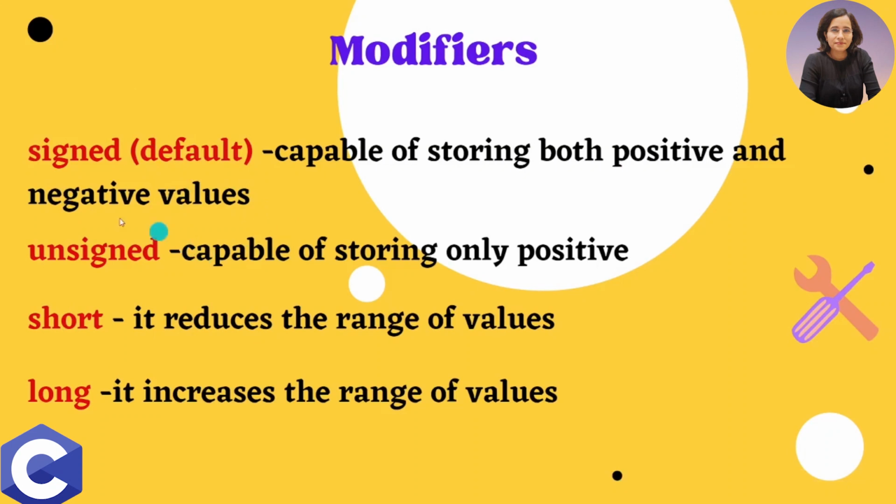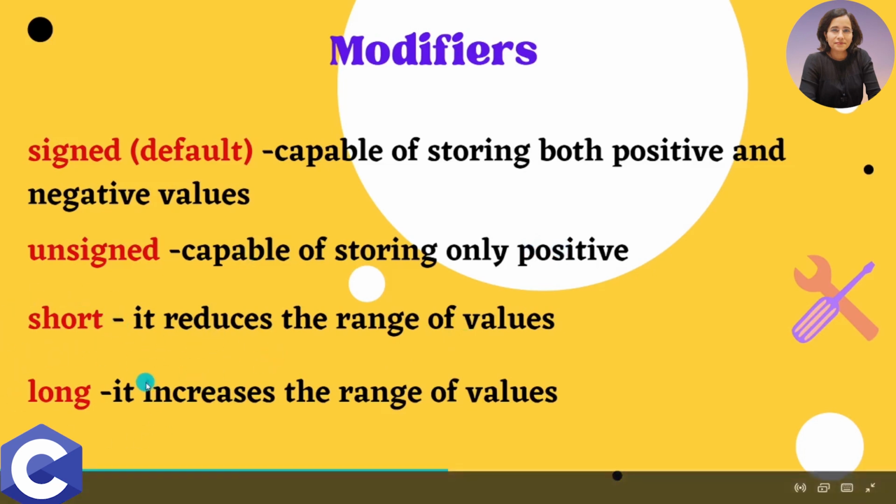Then what is unsigned? When we don't want the negative range, we can add that negative range to the positive side, so our range will increase. Take one example. If you want to store the age of a person, the age cannot be negative. So if you use the unsigned modifier, then we cannot store the negative value and the negative range will add it to the positive side. Then we have short, it reduces the range of the values. Then we have long, it increases the range of the value.